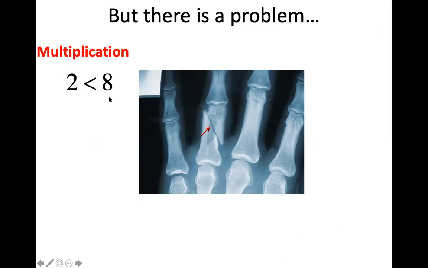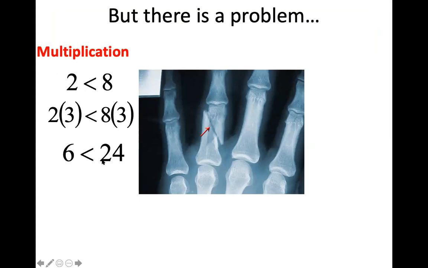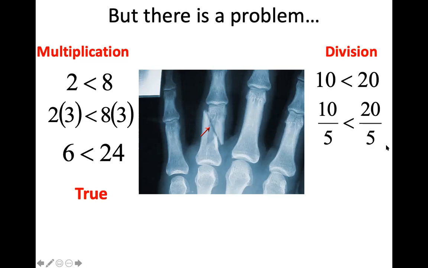2 is definitely smaller than 8. If I multiply both sides by 3, it looks like life is good. 2 times 3 is 6. 8 times 3 is 12. 6 is still smaller than 12. Looks like life is good. The problem is not when you multiply or divide by a positive number. 10 divided by 5 is 2. 20 divided by 5 is 4.